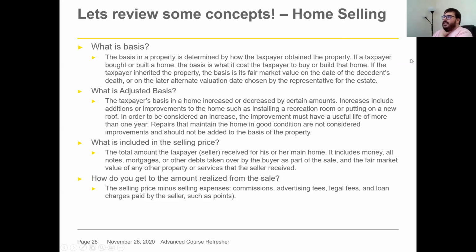These now are related to home selling. But it's kind of the same concept. What is your basis? It's basically what you spent to buy the house. Adjusted basis is basically the amount you paid for the house, increased by whatever additions or improvements you made to the house during the period you owned it.